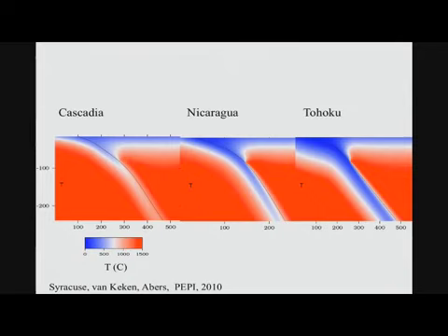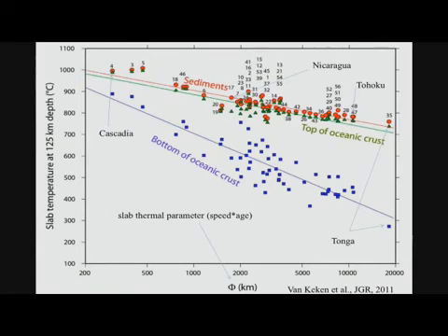Cascadia, you lose the blues very quickly, and have a very warm slab at depth. Nicaragua, you see the blues go a bit further. For Tohoku, you advect this cold temperature to very large depth. So between these three subduction zones, two of which are end members, you have very large temperature differences predicted in otherwise the same geometry.